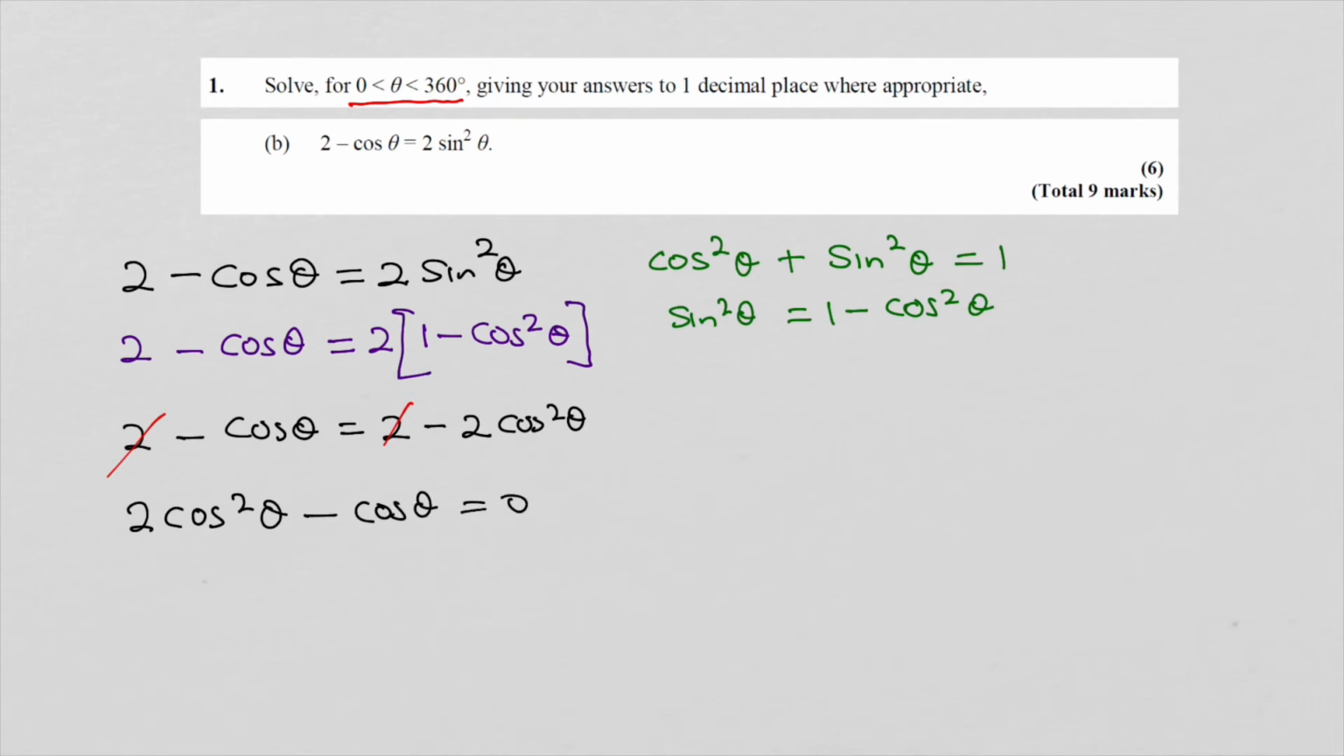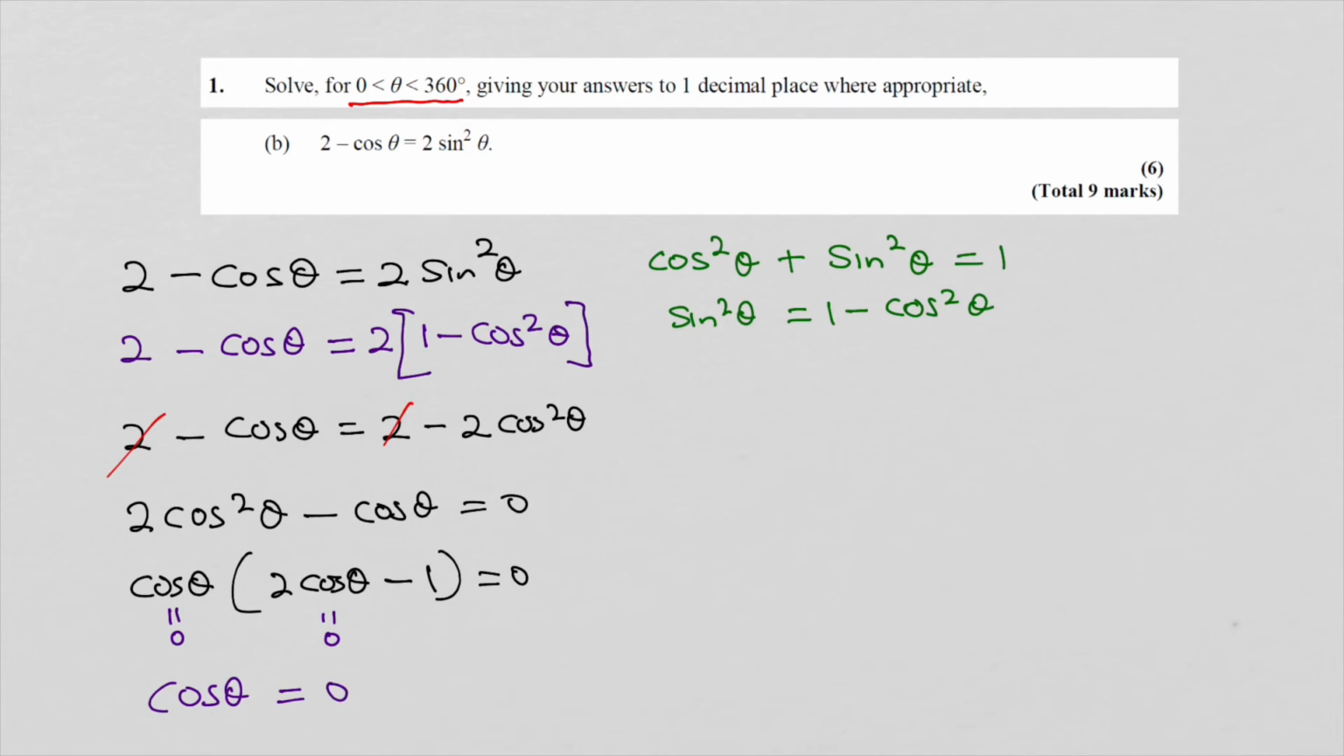There's a common factor here between these two. I'm going to take out cos theta, so cos theta, open bracket, 2 cos theta minus 1, equal to 0. So cos theta is a common factor, and they both have cos theta, so I've taken cos theta out. What that means is I'm going to set that to 0, and I'm going to set this one in the bracket to 0 also. So we get cos theta equal to 0.